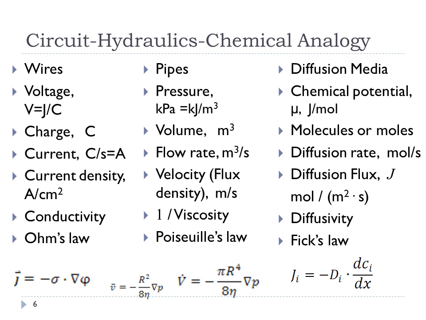And here the analogy to conductivity is the diffusivity, meaning the higher the diffusivity, the more flux you get for a gradient in the concentration. In this case, you get something called Fick's law, which is that the diffusion flux is equal to the negative of the diffusivity times the gradient in the concentration with respect to x.